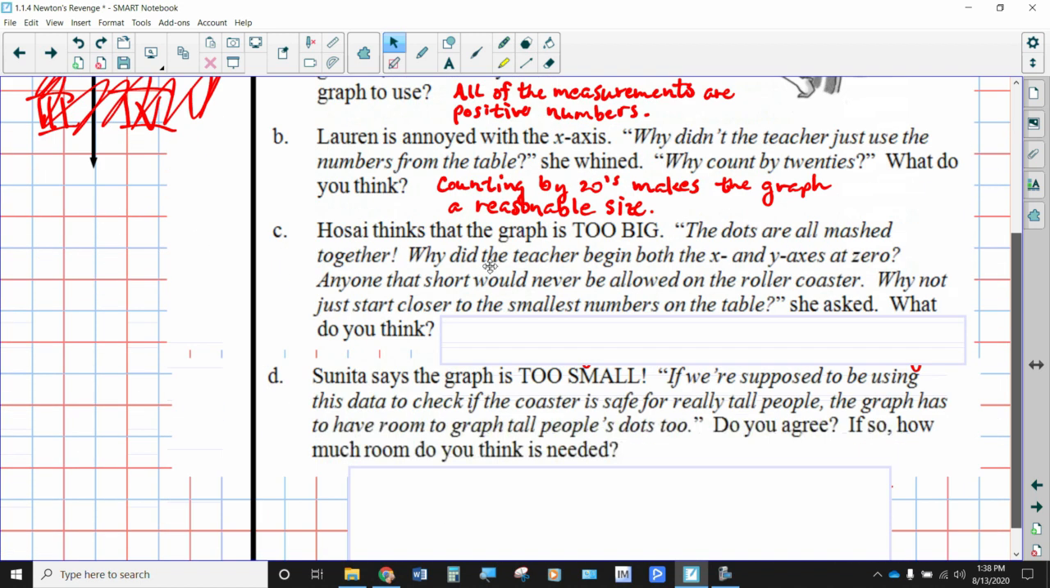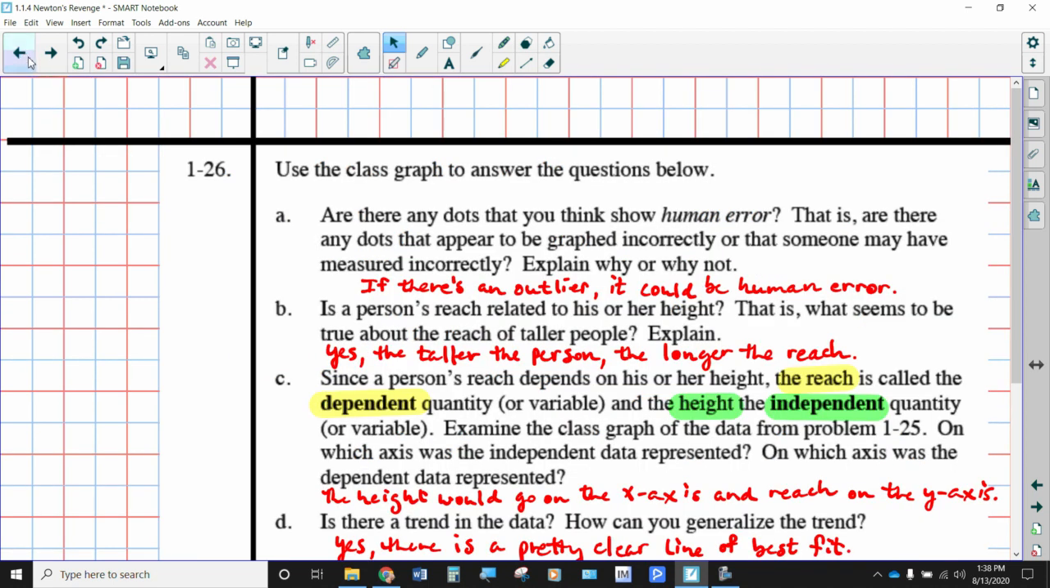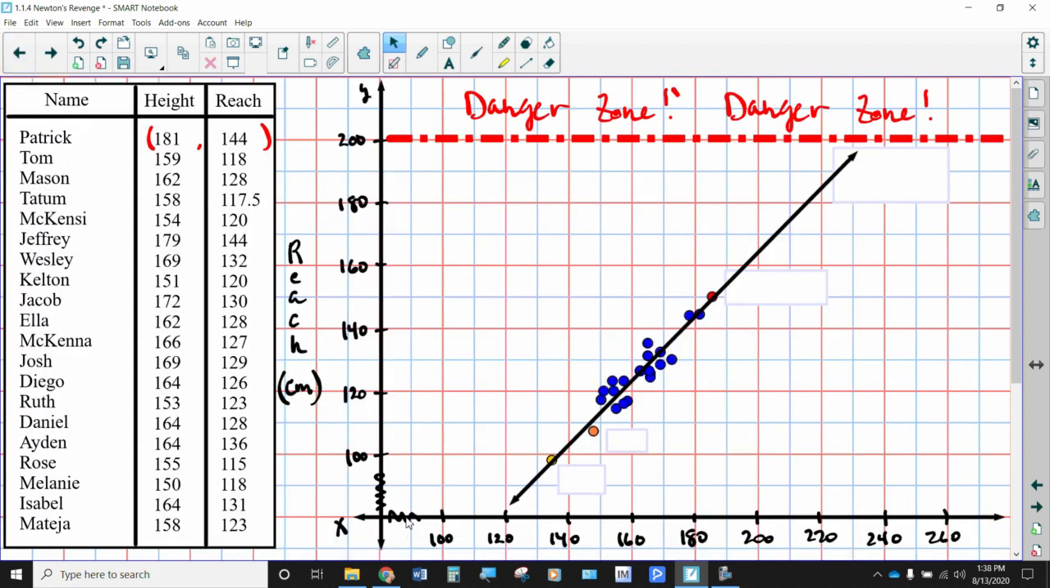And then who's this person? Hosea thinks that the graph is too big. The dots are all mashed together. Why did the teacher begin with both the x and the y-axis at 0? Well, as you can see, I chose not to do that. He's exactly right, I agree with him. Nobody is going to be 20 centimeters tall and have a reach of only 18 centimeters. The shortest person was 150, and I've got 2 shorter people right there, but I'll reveal who those are in a second. But most everybody is right around 150 and taller, so you don't need all of those numbers.